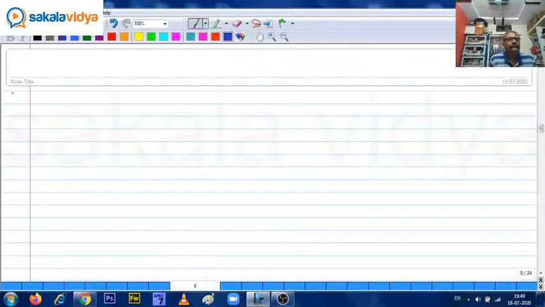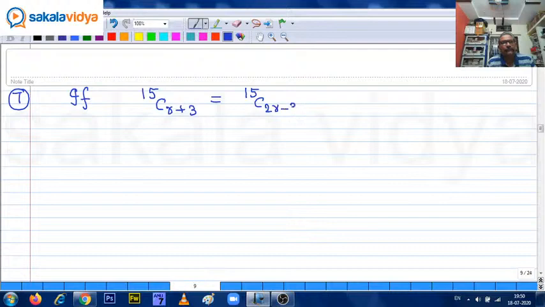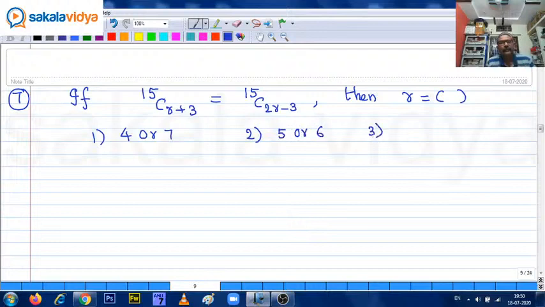Next, seventh question. If 15C(r plus 3) equals 15C(2r minus 3), then r is equal to: first option 4 or 7, second option 5 or 6, third option 7 or 9, fourth option 9 or 10. This is the question.